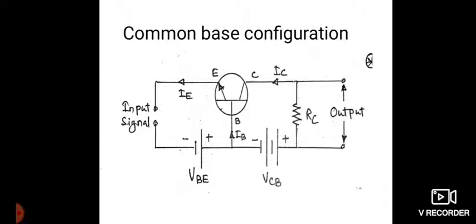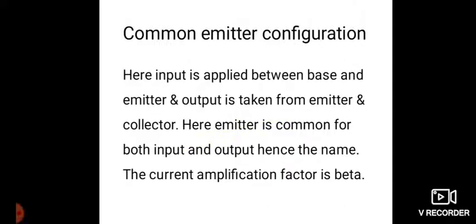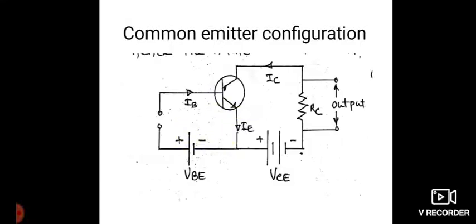The input is applied between emitter and base, the output is taken from base and collector. Base is common for both input circuit and output circuit. So, it is common base configuration. In common emitter configuration, the input is applied between base and emitter, output is taken from emitter and collector. Here as shown in figure, emitter is common for input circuit as well as for output circuit. So, the name is common emitter configuration.